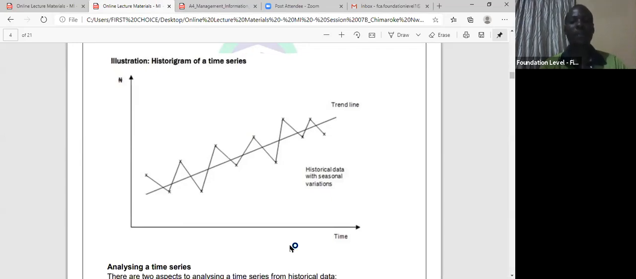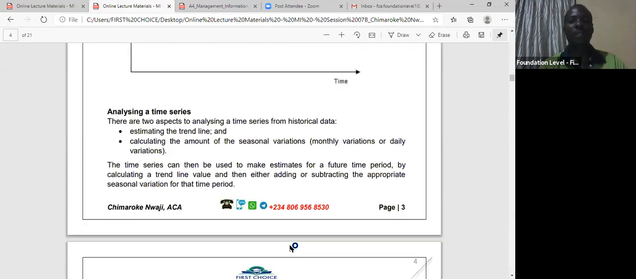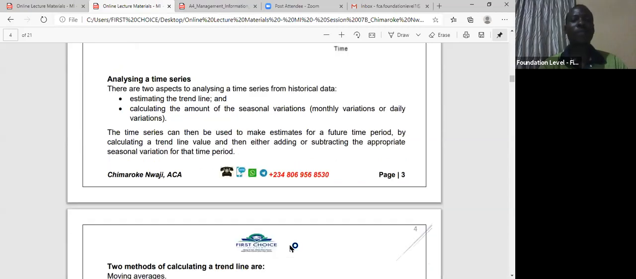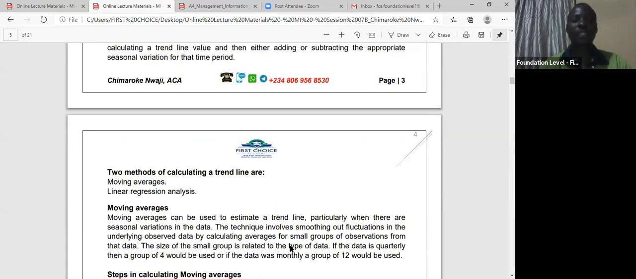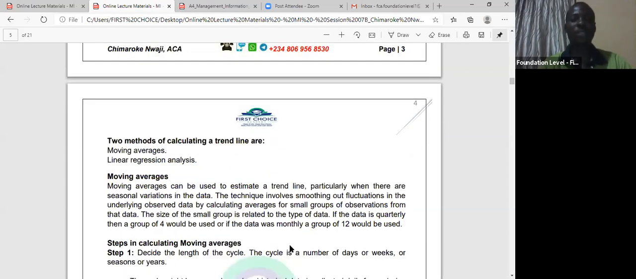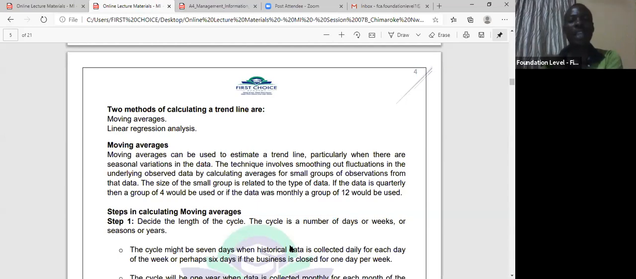So we also looked at the two aspects to analyzing a time series from historical data. We said that we will do what they call estimating of trend line. Then we do what we call seasonal variation. So the last time we took just the trend line, and we can use two ways to calculate the trend line. We have the moving average method and the linear regression analysis.